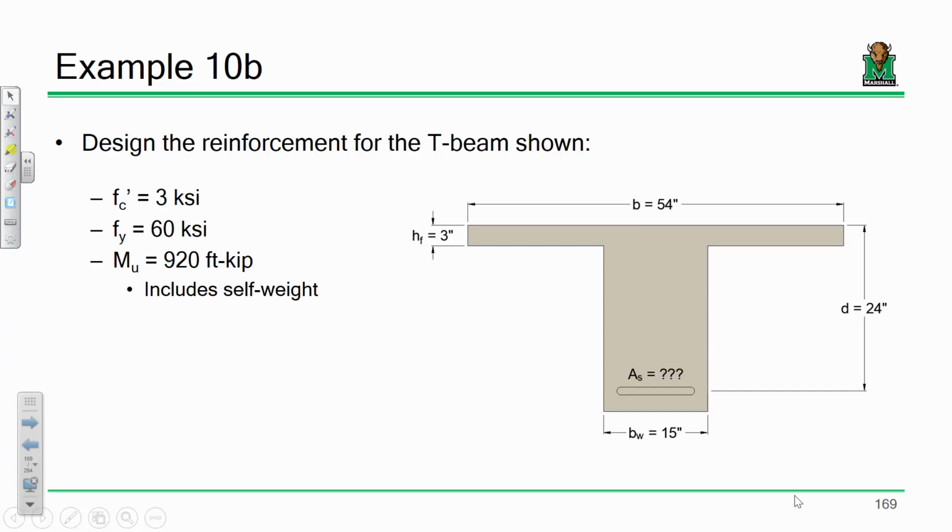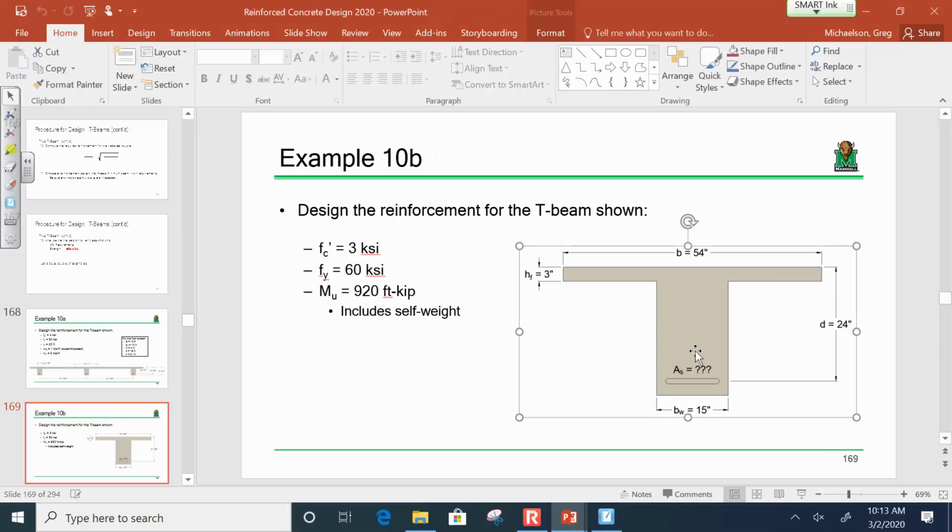Now for the beam, I went ahead and gave you that the effective flange width is 54 inches. We have a web width of 15 inches. The flange height is 3 inches, and the effective depth is 24 inches. And like any T-beam problem, all I'm after is this: what is the amount of steel required for this cross-section? That's what I'm after. So I'm going to go ahead and just get right into this. I'll copy this over so that you have that.